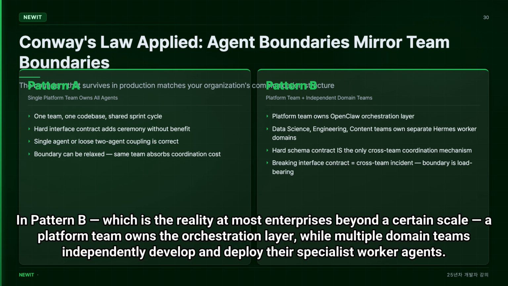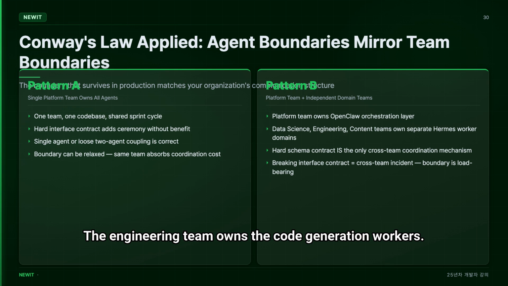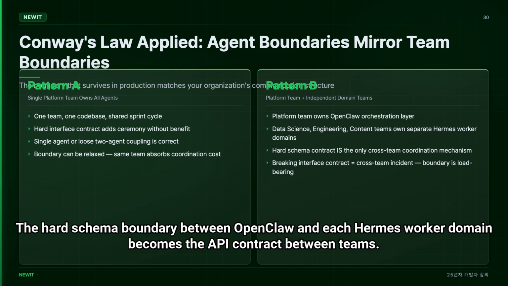In pattern B, which is the reality at most enterprises beyond a certain scale, a platform team owns the orchestration layer, while multiple domain teams independently develop and deploy their specialist worker agents. The data science team owns the analysis workers. The engineering team owns the code generation workers. The content team owns the writing workers. Now, the interface contract is not ceremony, it is the only coordination mechanism available.